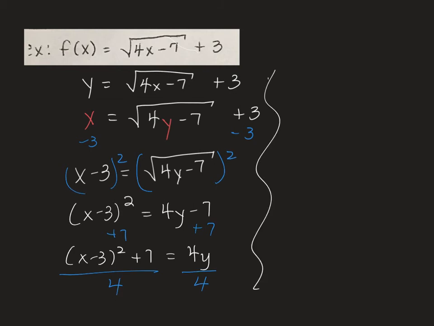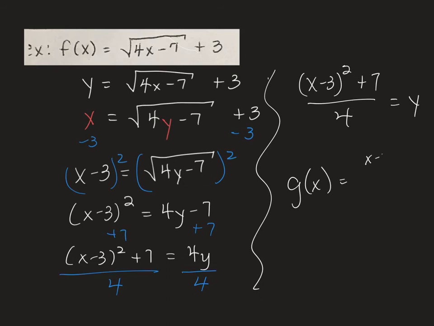Let's give myself a break line. So this is x minus 3 quantity squared plus 7 over 4 is going to give me y. So you can then tell me my inverse is exactly that. X minus 3 squared plus 7 over 4. All right, so you see how now we do it with a square root. Might take a couple more steps, but that's how we're going to handle it.